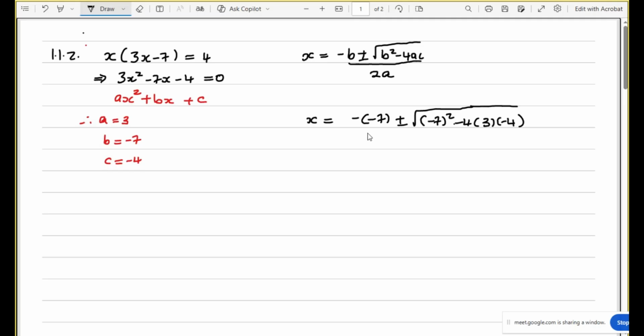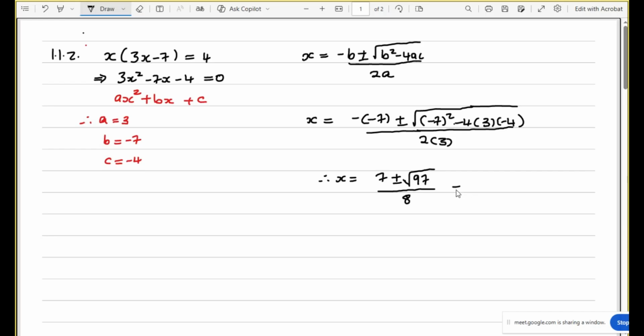This is where you come with your calculator. Make sure that you punch everything correctly on your calculator, and we need to find the value of x. So this is 7 plus or minus the square root. What do you get inside that square root? And we're going to divide this by 8. What do you guys get inside the square root? 97.